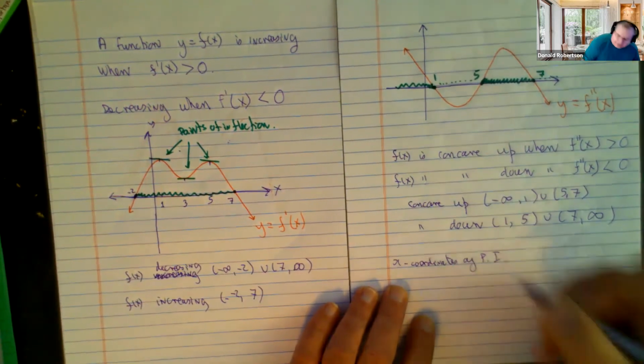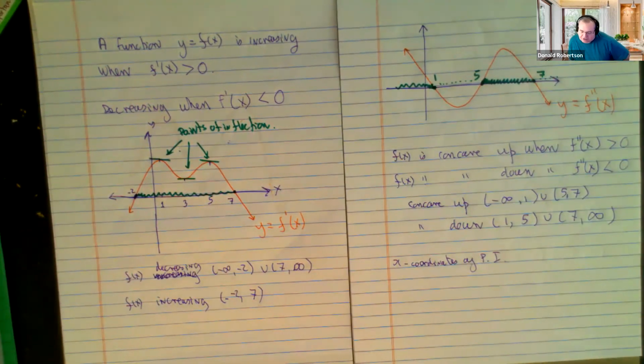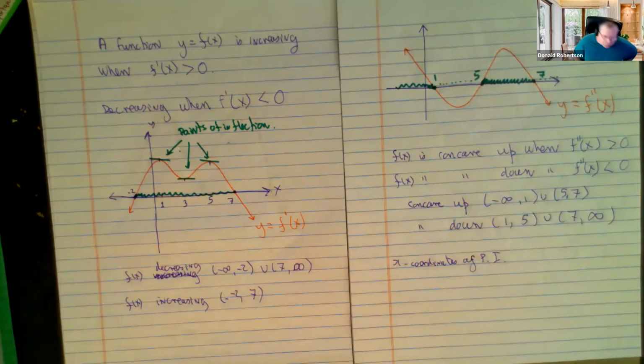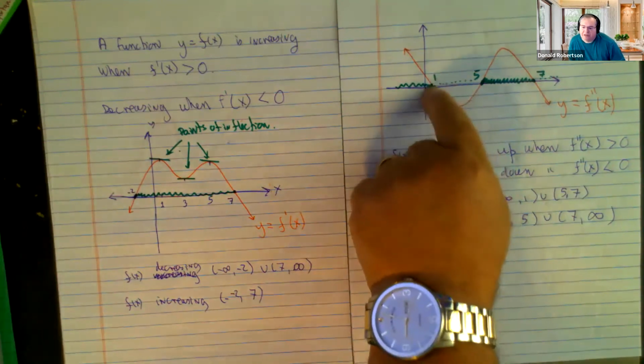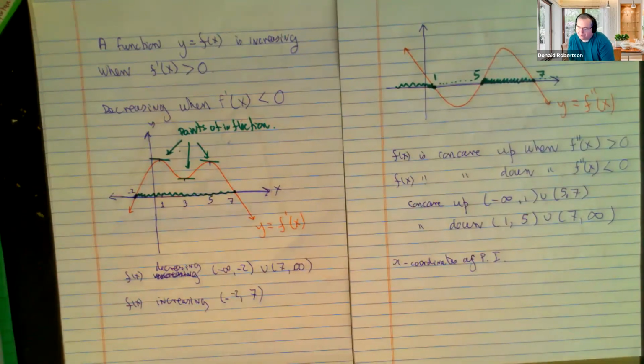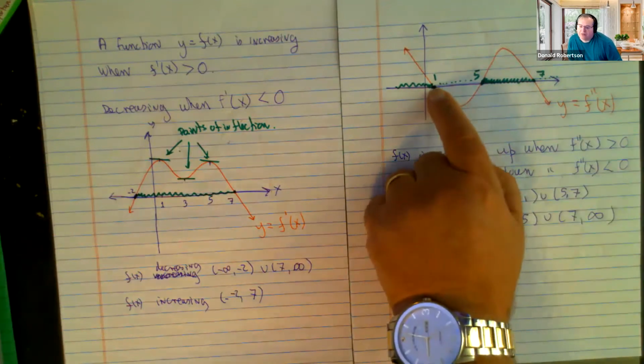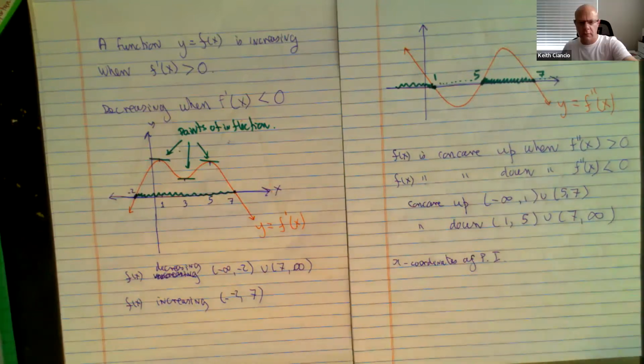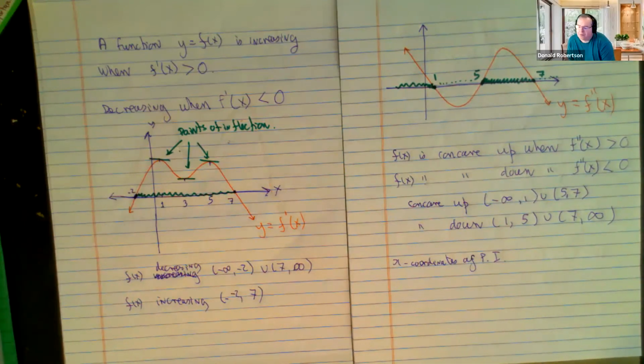I'm going to call them PI for now. The x coordinates of points of inflection, you can get those from here as well. The x coordinate of a point of inflection you can get from this graph. So a point of inflection is where a concave up turns into a concave down, right? Or vice versa, it changes from one to the other. Give me the x coordinate.